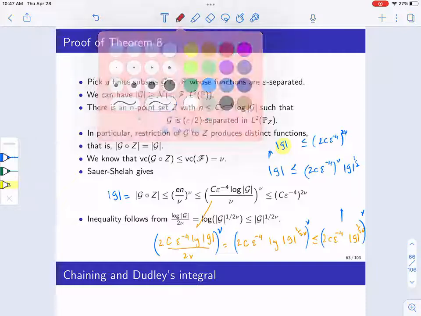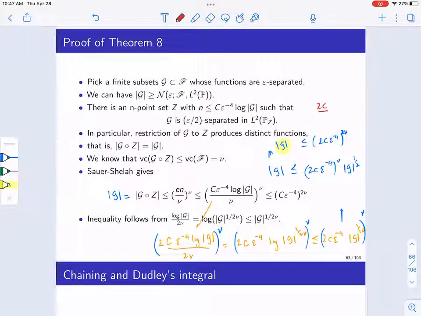This looks like 2C divided by epsilon to the, like there's another constant C prime such that this is 8 nu, right? Something like this. So that's the result I wanted to show.